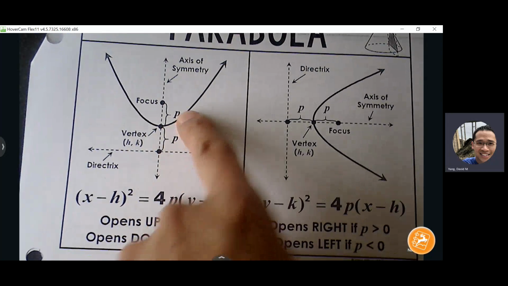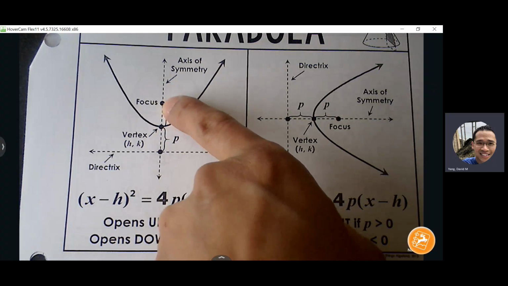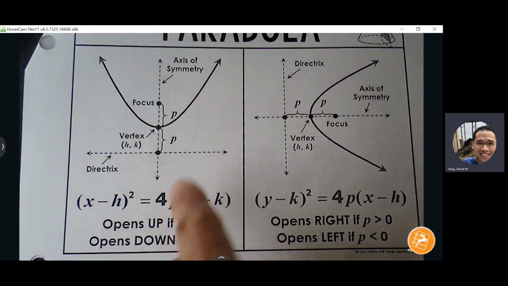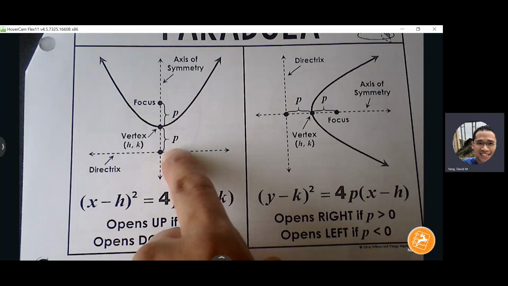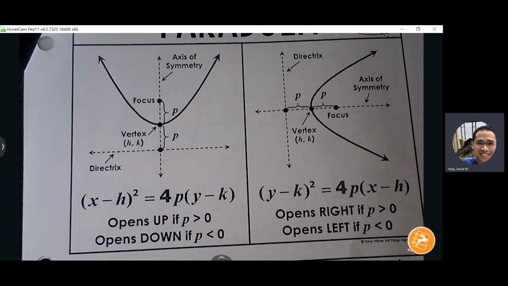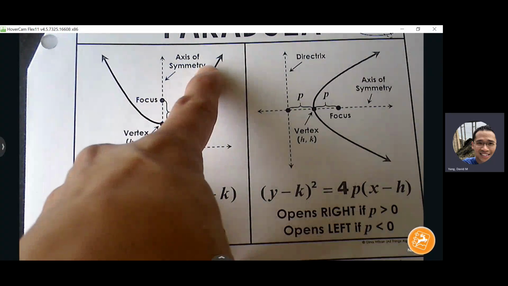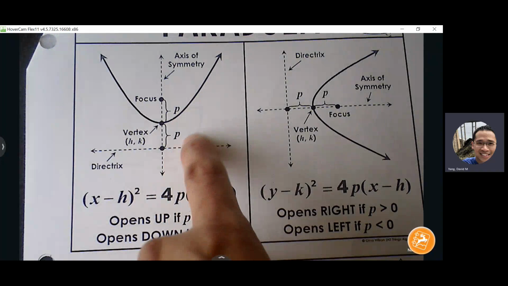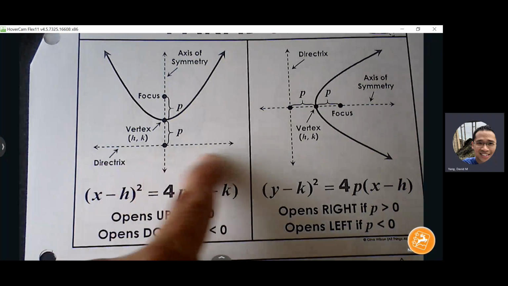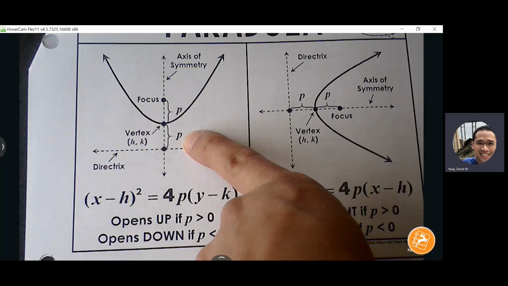Okay, but the focus is a special point that's inside the parabola. This helps us define how wide or how narrow the parabola is. And there's also the directrix. These focus and directrix features create the relationship that a parabola has, though we're not really going to see them. For us, we just have to know that there's a vertex, there's a focus that's inside, and there's a directrix that's a line outside. And they're all going to be the same distance away from each other, and that distance is called the p-value.